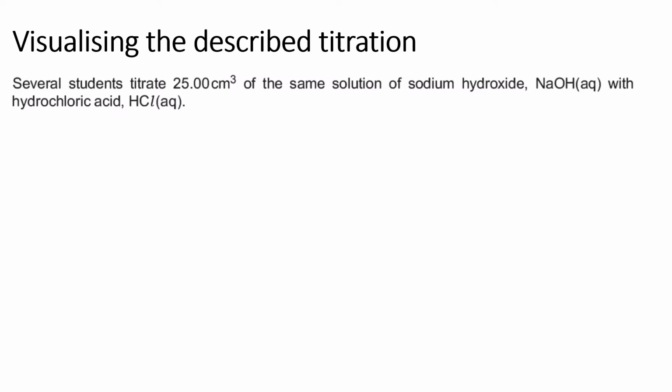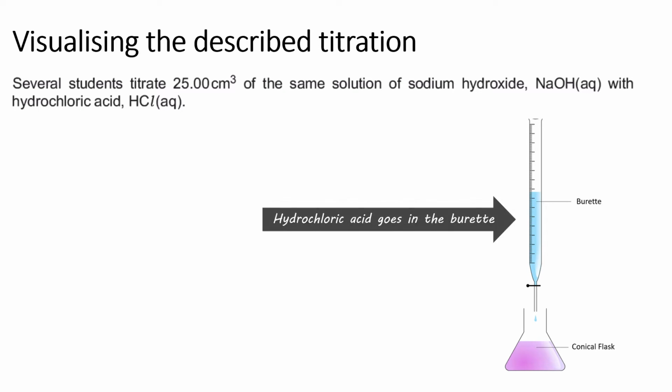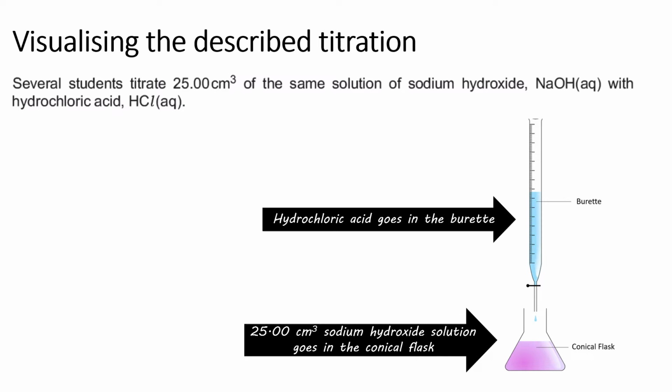So I've cut the specific part of the question that talks about what happens in the titration so we can visualize it. So if we take a typical setup, the hydrochloric acid will go in the burette, and the 25 centimeters cube sodium hydroxide solution will go in a conical flask.